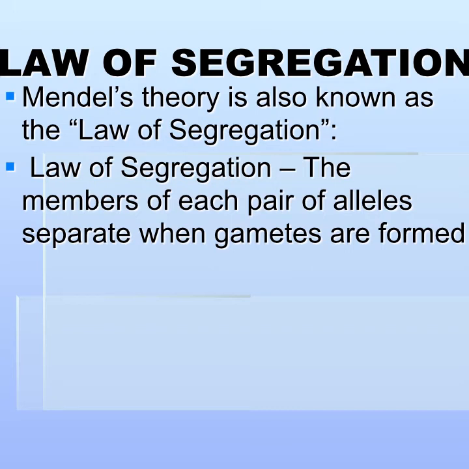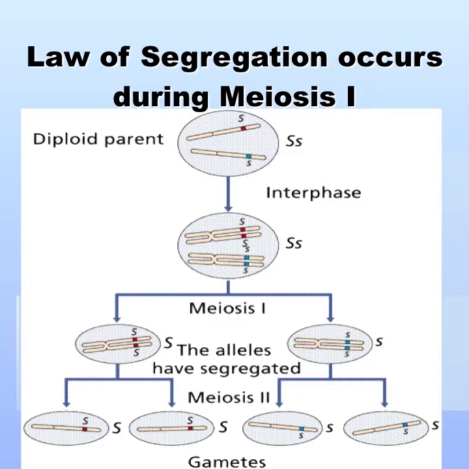Law theory is also known as the law of segregation. He predicted meiosis 1 100 years before it was even known, that the members of each allele separate when gametes are formed. We just studied this in the last unit about meiosis. In meiosis 1, homologous chromosomes separate and we get the reduction number. Here's a quick review of that.